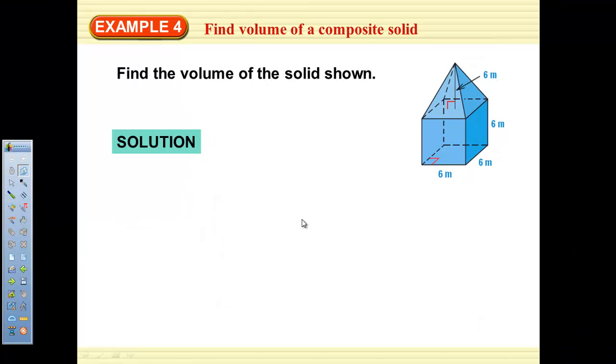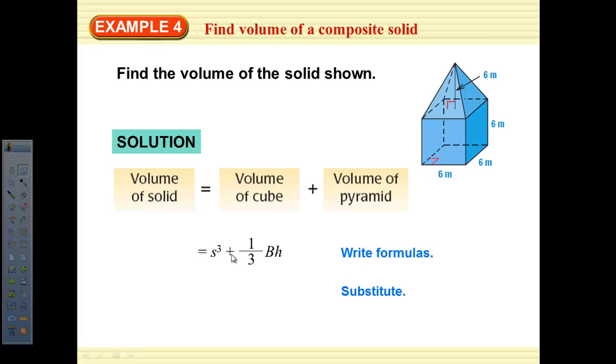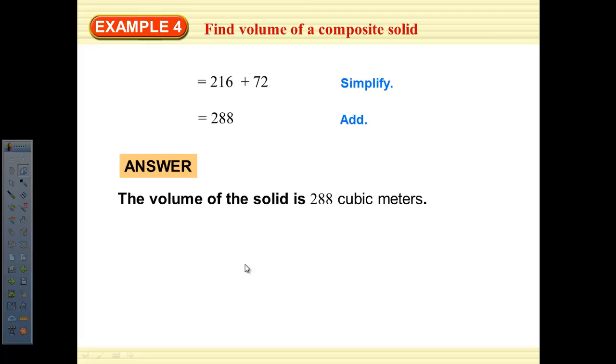So again, the volume of the solid is the cube and the pyramid together. So this is S cubed, or you could have said still area of the base times the height. So here we get 6 cubed and 6 squared times 6. We get 216 and 72, which is our 288. So it's 288 cubic meters.